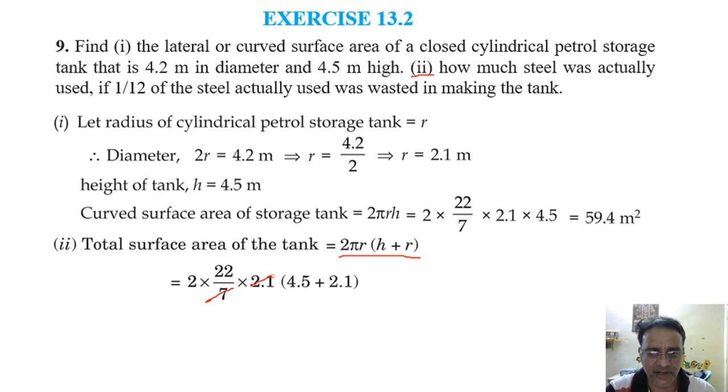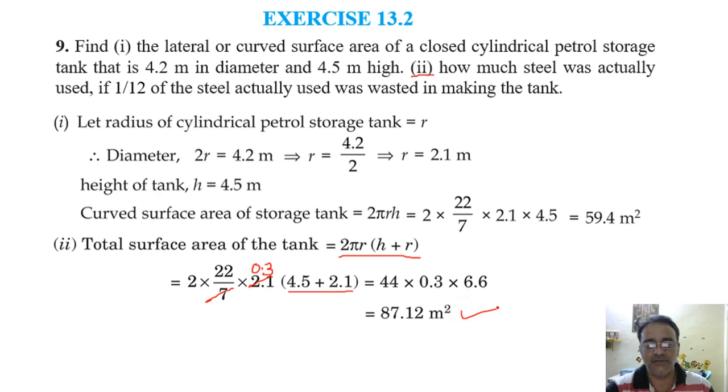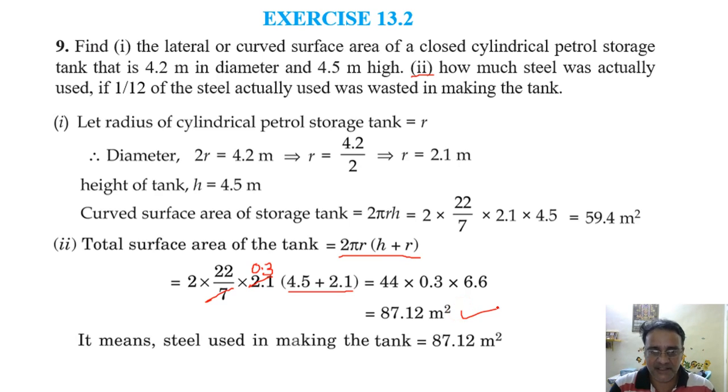Again, what we can do, we can cancel here 0.3. If we add these two we'll get 6.6. Okay, so 44 into 0.3 into 6.6. So we'll get 87.12 meter square. So this much steel is used in making the tank.